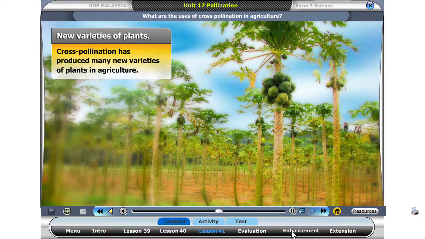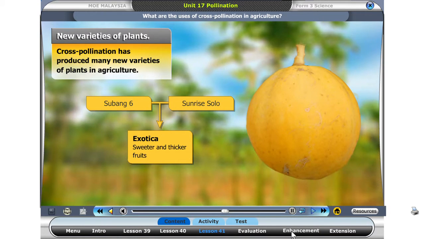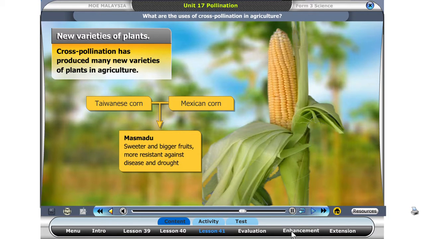Cross-pollination has produced many new varieties of plants in agriculture. Papaya of the type Subang 6 is cross-pollinated with Sunrise Solo from Hawaii to produce Exotica. The fruits of Exotica are sweeter and thicker. Sweet corn from Taiwan is cross-pollinated with that from Mexico to produce Masmadu corn. The fruits are sweeter, bigger, and more resistant against disease and drought.